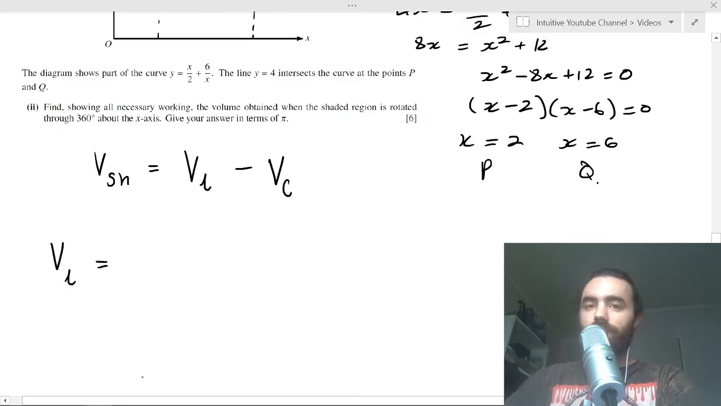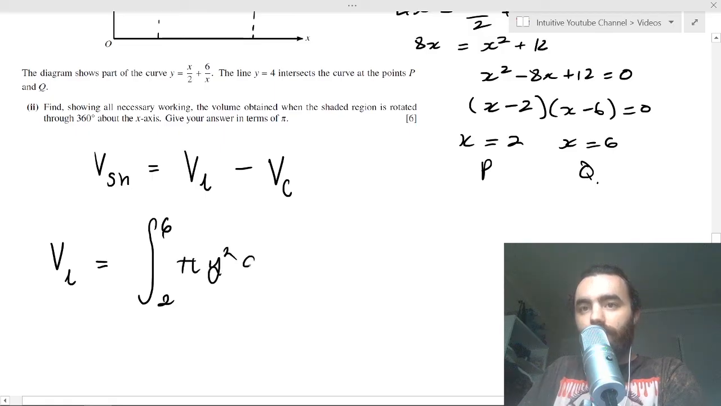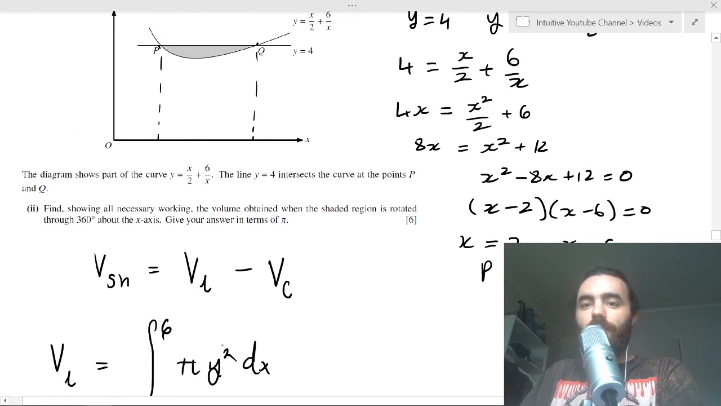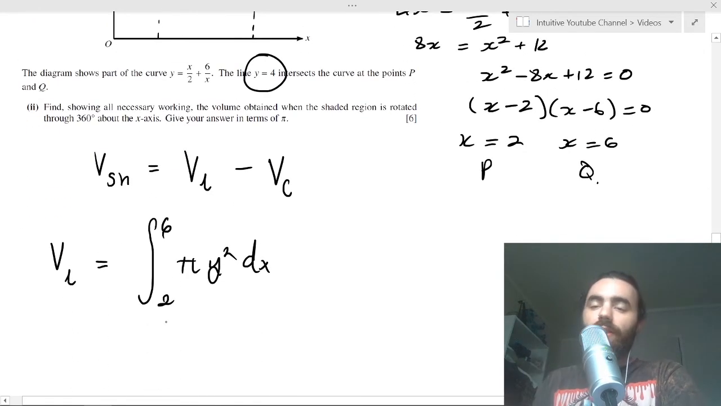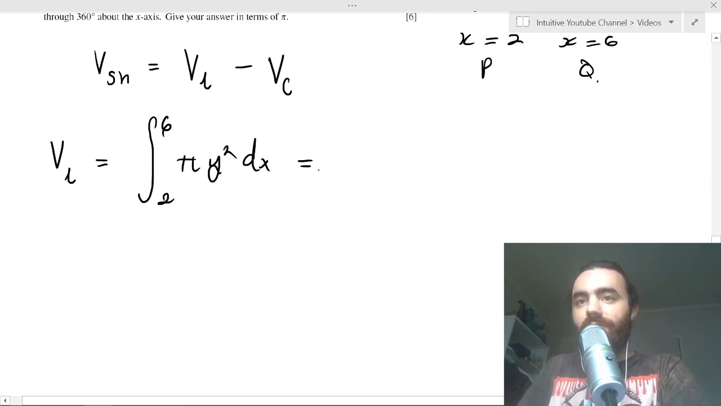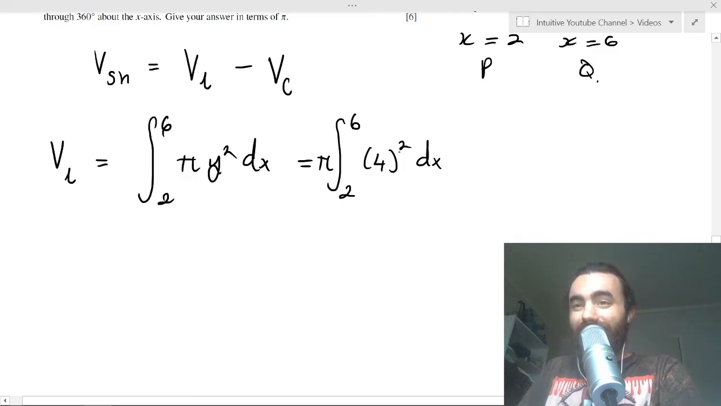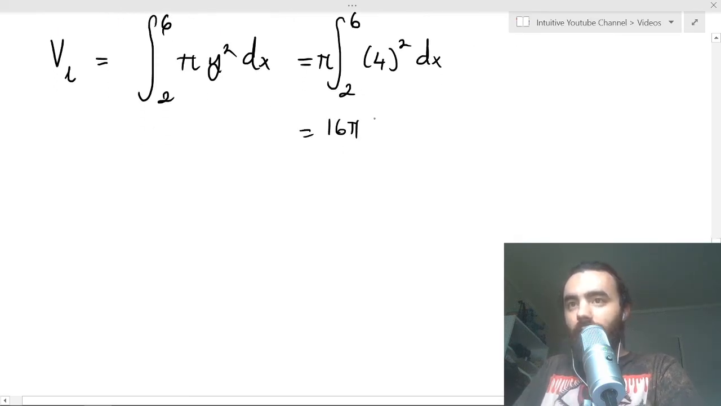The volume of the line, this rotated line, will simply be the integral between 6 and 2 of pi y squared dx, where our y in this case is 4. And if you don't understand that, watch the exam hack on integration. I explain why this is. And this is equal to, we can take the pi out, the integral between 6 and 2 of y squared, which is 4 squared, because y is 4 for the line. Well, that's 16. So we get 16 pi, the integral between 6 and 2 of dx.